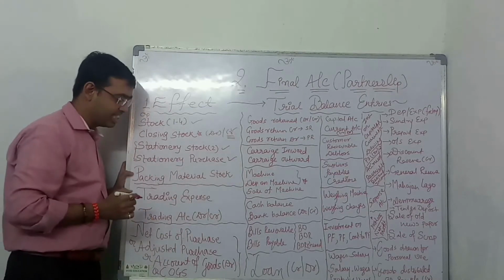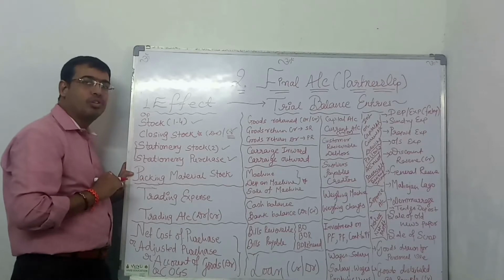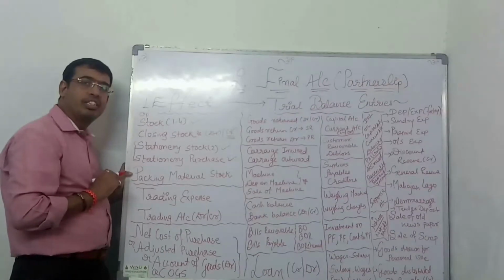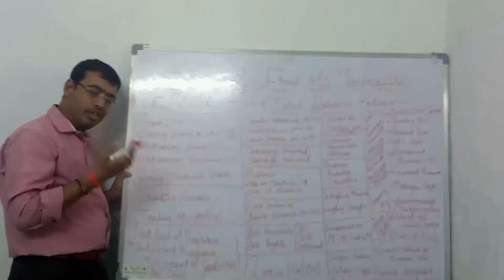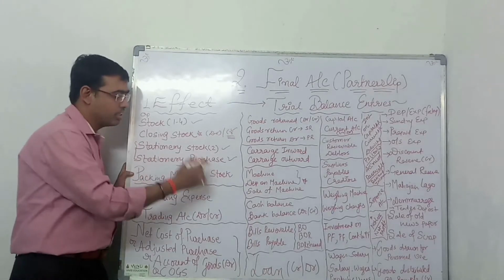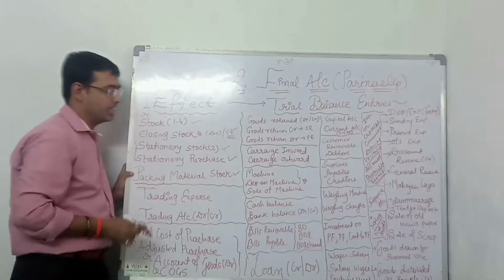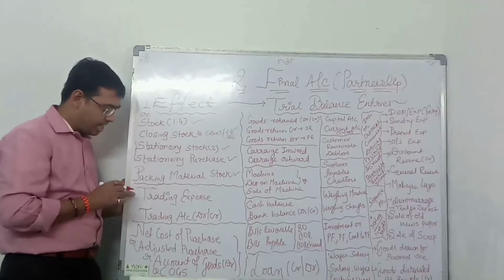Moving to next. Packing material stock is also one kind of stock, which is used to wrap the material or finished goods. So it is our stock, that's why it will be written on the asset side. Clear? So moving to next.